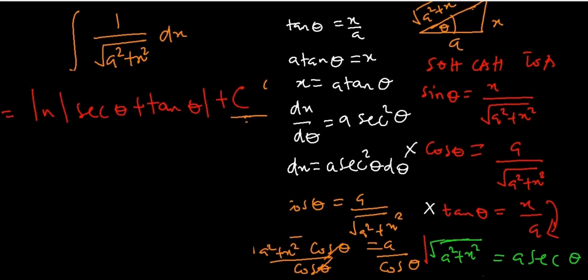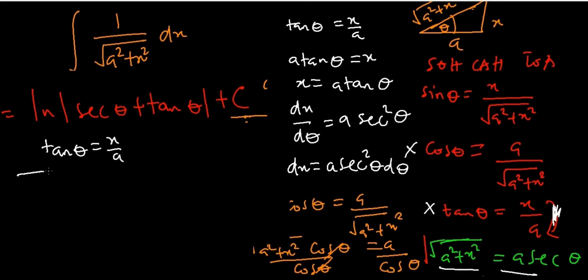So let's look at this. Now you can express our answer in terms of x by making some substitutions. From here you can see that tan theta equals x over a, which is what I have here. So we know that tan theta equals x over a. What of sec theta? So let's look at what you have here.